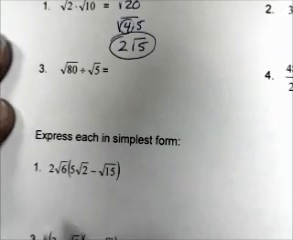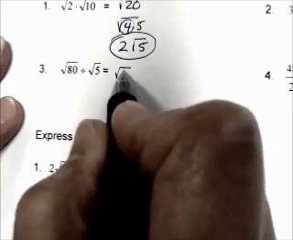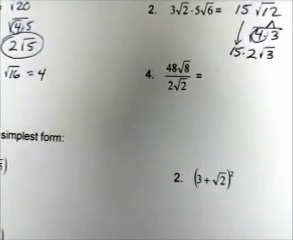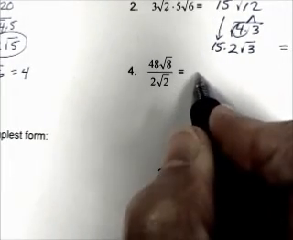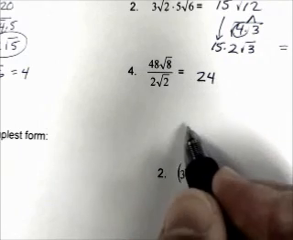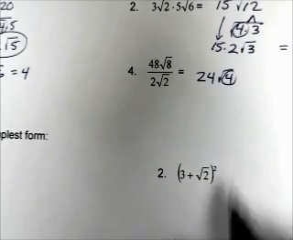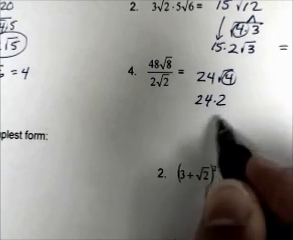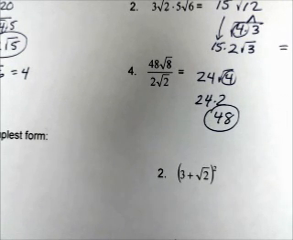80 divided by 5, square root of 80 divided by square root of 5 is equal to the square root of 16, which is 4. 48 divided by 2, 24. Square root of 8 divided by square root of 2, square root of 4. That's a perfect square. Square root is 2, so 24 times 2 is 48. Okay, so that was simple multiplication and division.